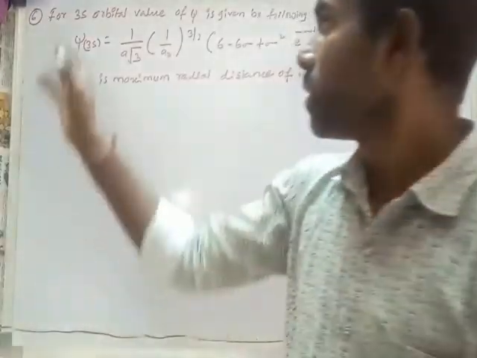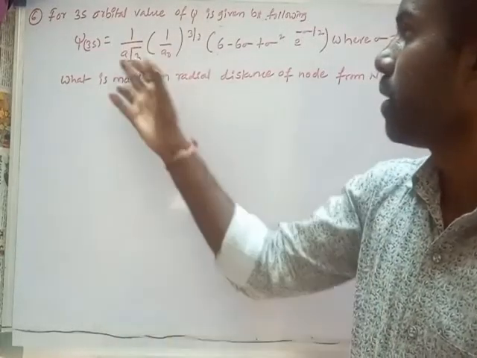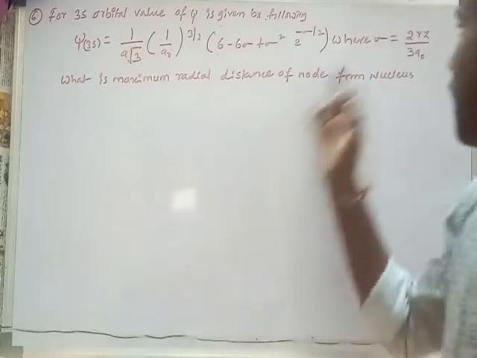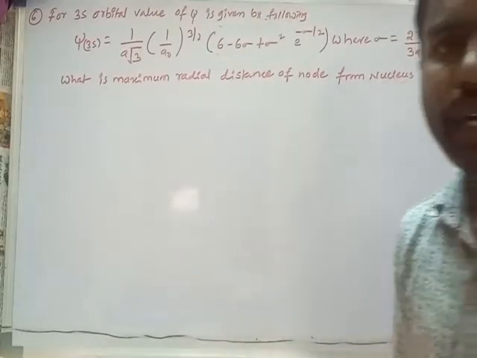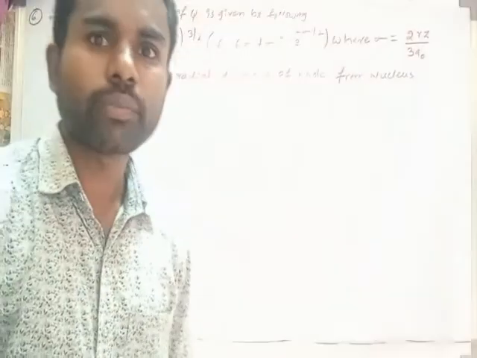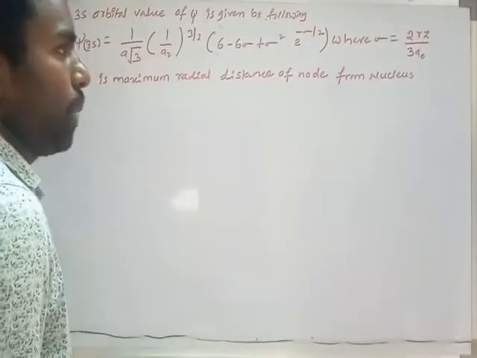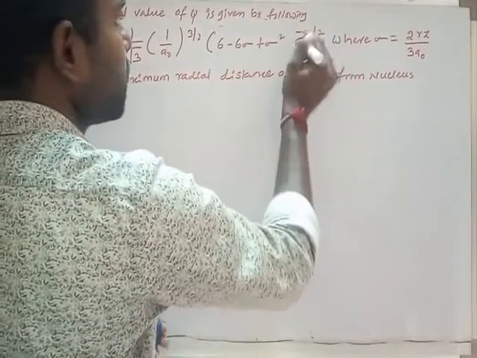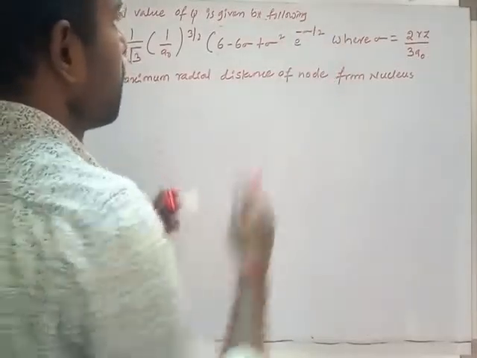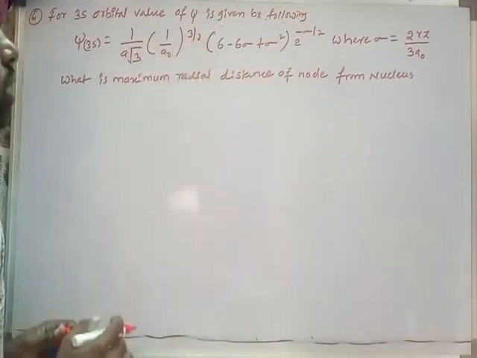Sixth question. See here, for 3s orbital, the value of psi is given. This is the wave function, and sigma equal to 2rz by 3a naught. What is the maximum radial distance of a node from the nucleus? So we need to calculate maximum radial distance from the nucleus. We need to calculate what? Sigma. Maximum sigma value. So how can we calculate maximum sigma value? So this is the exponential form. It is exponential form, it cannot be equal to 0.